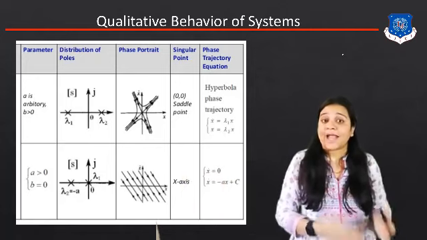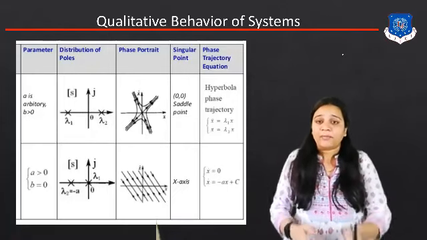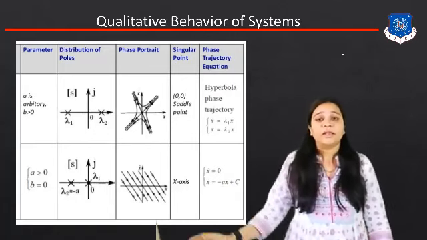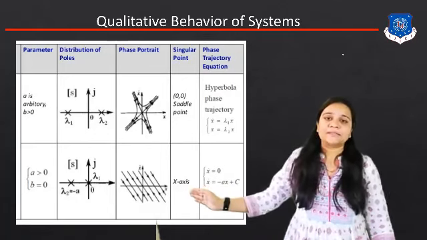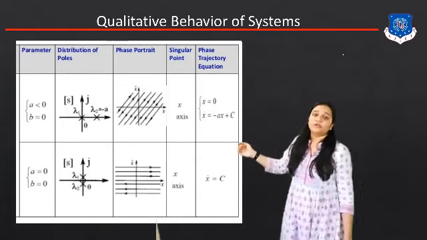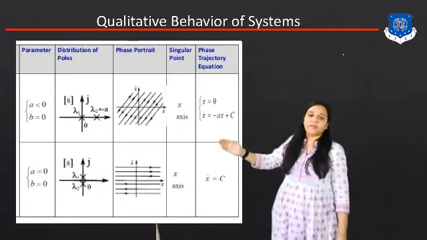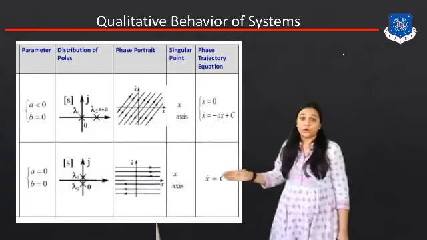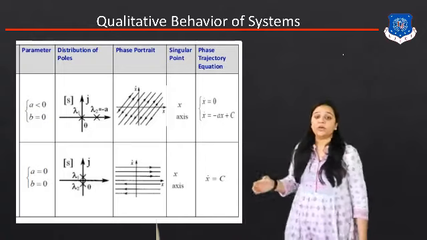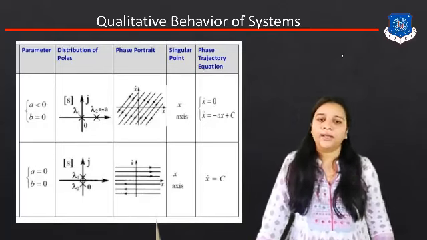So we get the saddle point. And if A is greater than 0 and B is equal to 0, we get lambda1 equal to 0 and lambda2 equal to -a. So we get this type of phase trajectory on the x-axis. Same thing, if A is less than 0 and B is equal to 0, we get the phase trajectory on the x-axis, but the direction of the arrow is reversed. And if A and B are both 0, we get lambda1 and lambda2 equal to 0. So we get the phase trajectory on the x-axis, but here the direction of the arrow is again different.